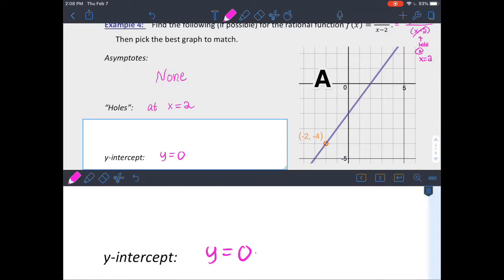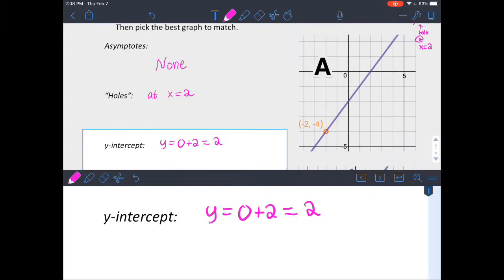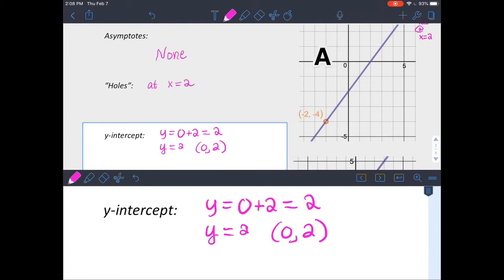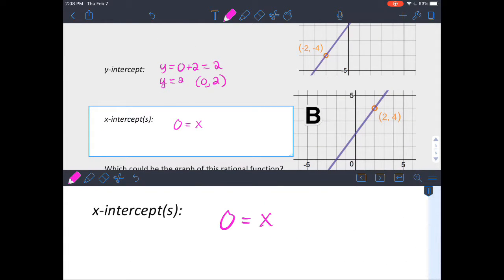Y-intercept: if you plug 0 in, we'll just do it to my simplified version, you'll get a y-intercept of 2, so it's going to cross the y-axis at 2. X-intercept: plug in 0 for y, solve, should cross the x-axis at -2.